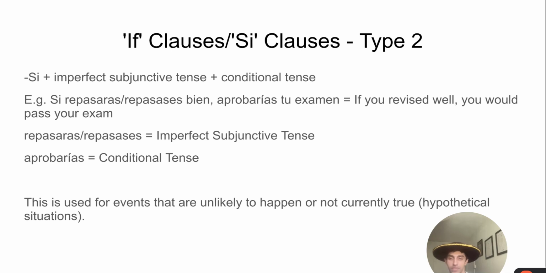You can find the order of tenses switched again. So you could find the conditional tense coming first, then C, and then the imperfect subjunctive tense. So something like aprobarías tu examen si repasaras o repasases bien. That would also make perfect sense. So the order can be switched like that as well.